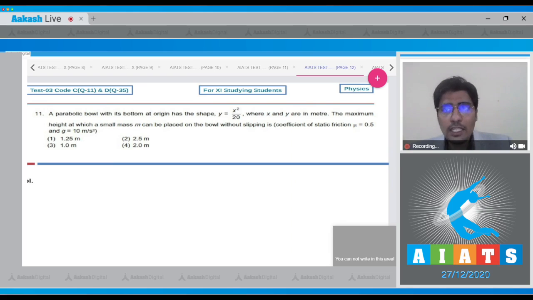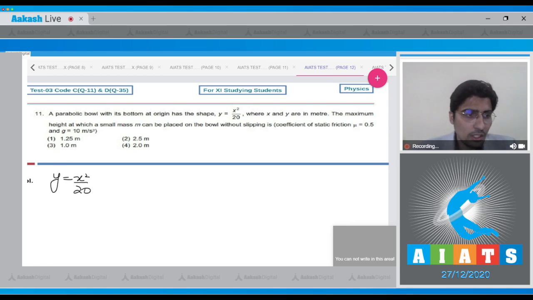Question number 11. In question 11, a parabolic bowl with its bottom at the origin has a shape y is equal to x square by 20, where x and y are in meters. The maximum height at which the small mass can be placed on the bowl without slipping is. The coefficient of friction is given as 0.5 and g is 10.